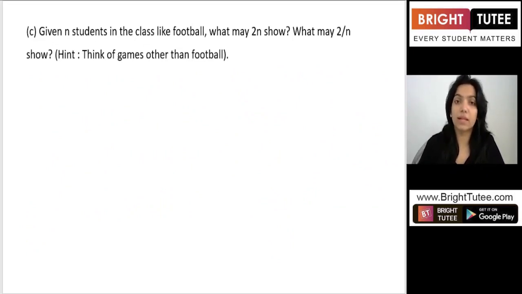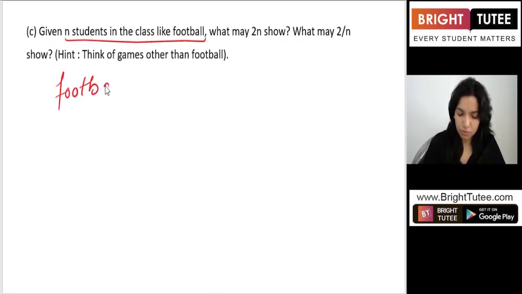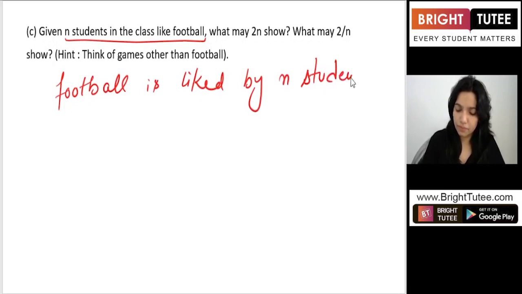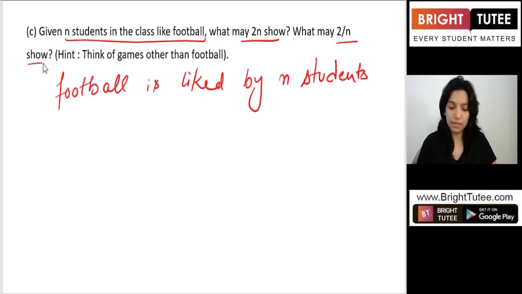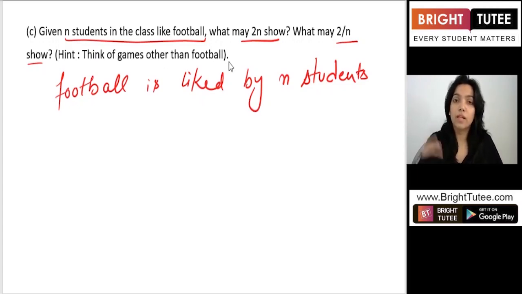Now the next one is this one, C part. Given n students in a class like football. Okay, so we are given how many students like football. So it is n students. So let us write football is liked by n students. Okay, now what may show 2n? What is 2n? And also what 2 over n shows. So they are saying that think any other game other than football. So if this hint part was not given, probably we might say that 2n is the number of students.